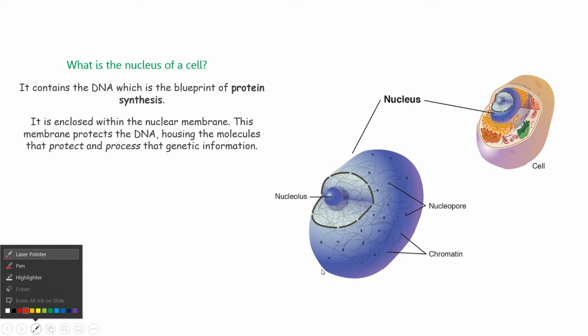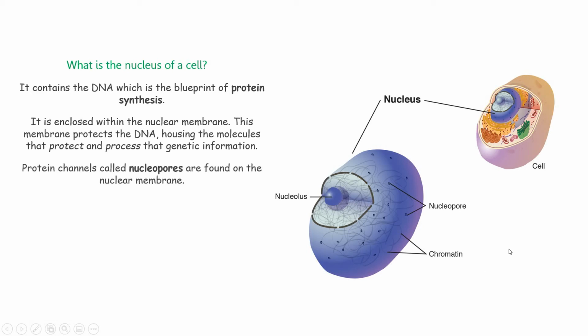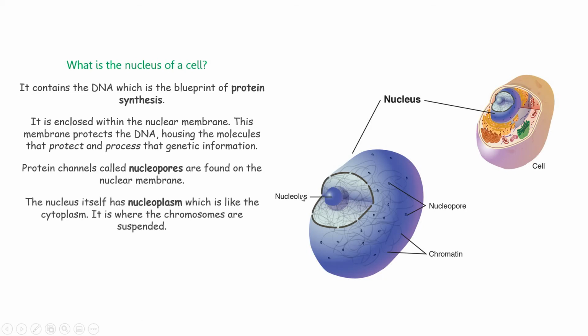Again, that is nucleoplasm. The protein channels, which are called nucleopores, are found on the nuclear membrane. They are protein channels. That means proteins can get inside or leave the nucleus through these nucleopores. The nucleus itself has nucleoplasm, as said a while ago, which is like the cytoplasm. It is where the chromosomes are suspended, and that nucleoplasm has molecules, again, that protect and process the DNA.